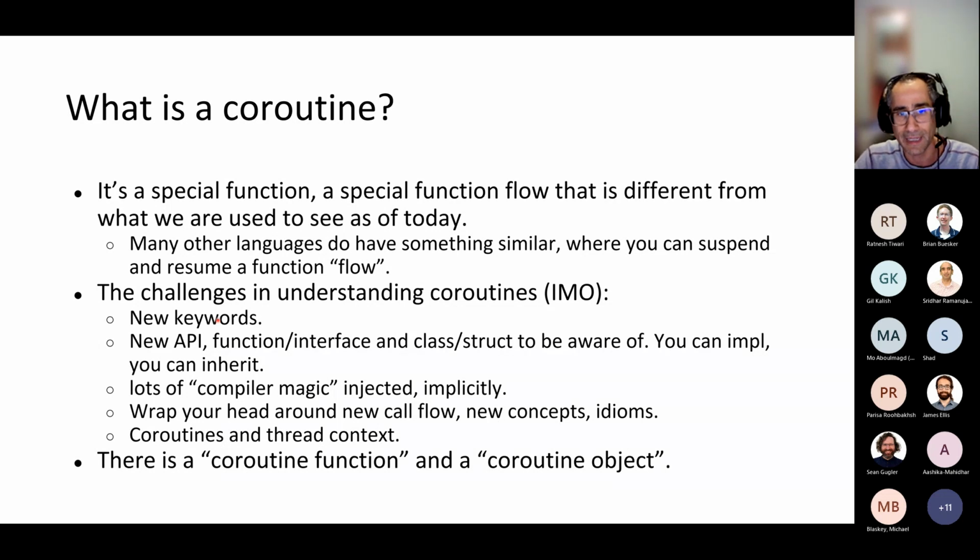There's a lot of new API and new interface that you need to be aware of, and you need to understand how to use it. Some of it you can implement, some of it you can inherit. I'll show examples of how to do at least one choice, and you can understand how to do the inheritance part if you want to. As I mentioned, there's a lot of compiler magic injected implicitly, and we need to understand that. We need to explain, at least for the simple examples, how things are jumping from one code block to another code block. So there's a new code flow that you need to understand.